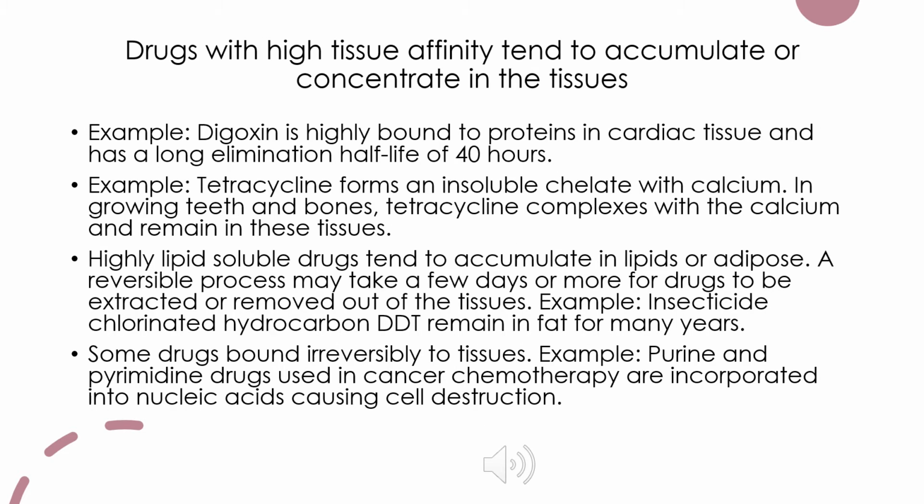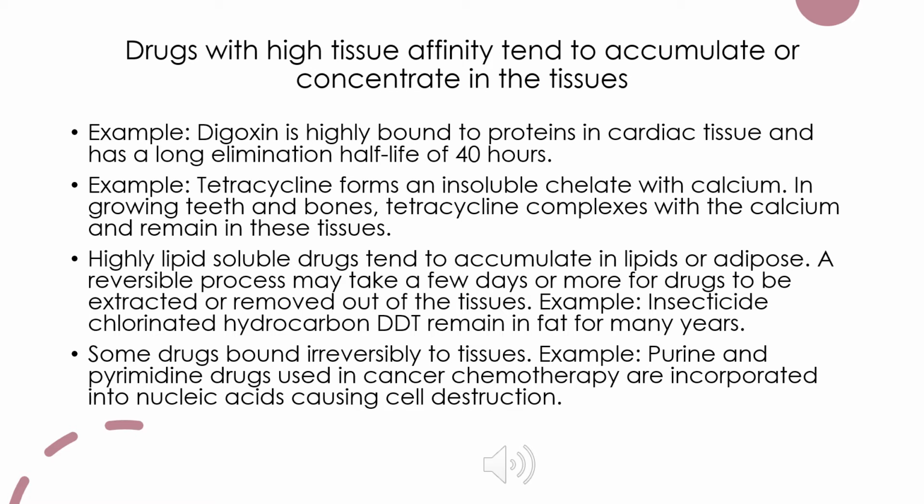Drugs with high tissue affinity tend to accumulate or concentrate in tissues. For example, digoxin is highly bound to proteins in cardiac tissues and has a long elimination half-life of about 40 hours. Another example is tetracycline, which forms an insoluble chelate with calcium. In growing teeth and bones, tetracycline forms complexes with the calcium and remains in these tissues.